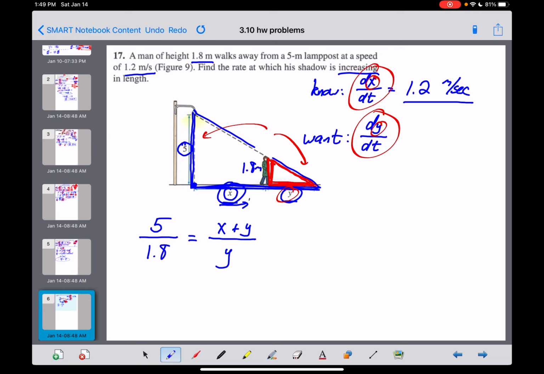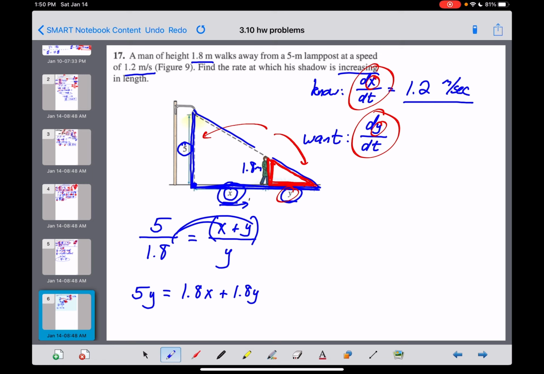I'm going to make this thing easier to differentiate, so I'm going to go ahead and cross-multiply this equation and get rid of the fractions. I'm going to multiply the 5 times the y, and then that's going to equal the 1.8 is now going to get distributed here and get a 1.8x plus a 1.8y. And that is much easier than what we just dealt with because now we don't have any fractions to get in the way and require the quotient rule.